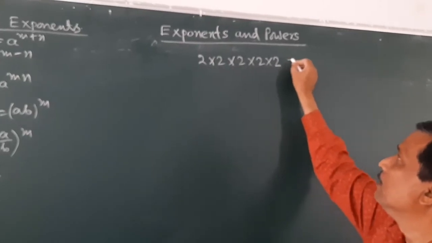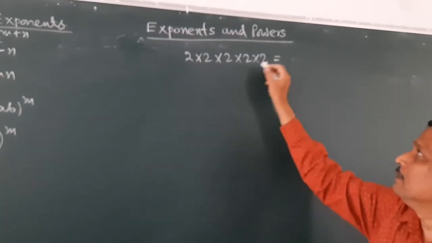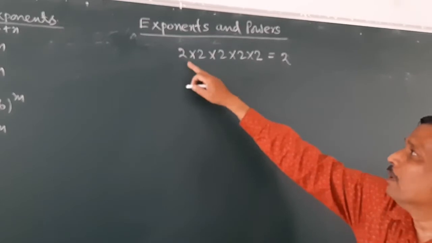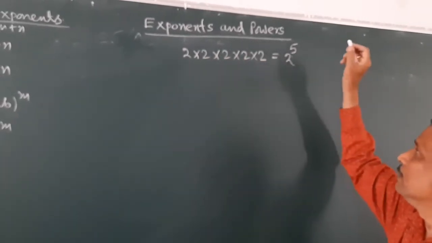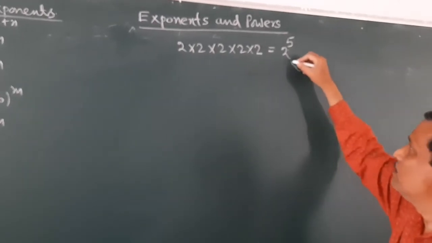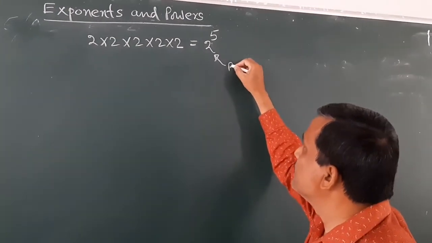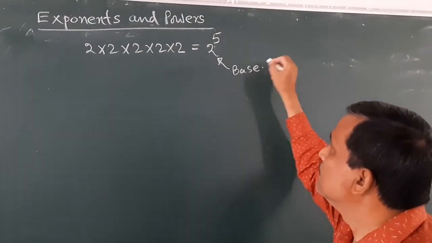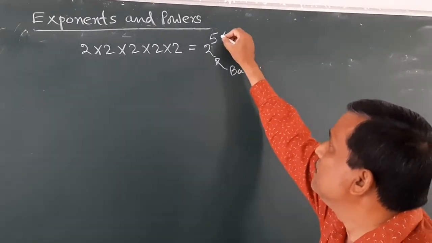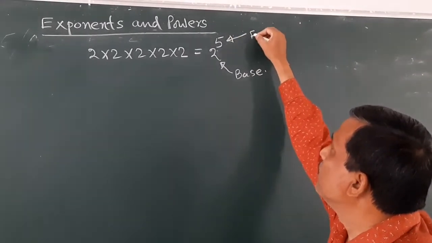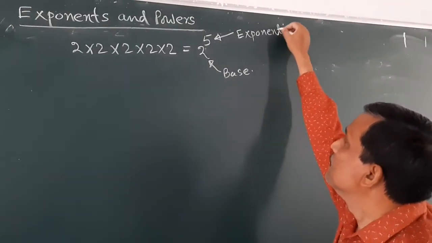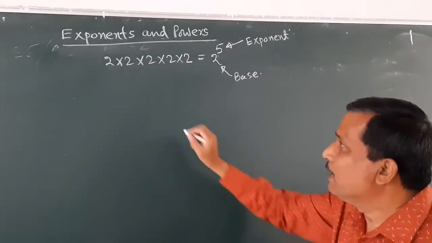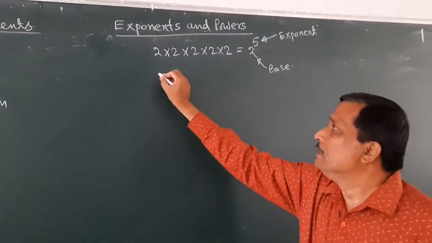We will start today about the exponents and powers. Well, suppose you are writing 2 × 2 × 2 × 2 × 2, then this can be written as 2 to the power 1, 2, 3, 4, 5, so 2 to the power 5. So here this 2 is known as base, and this is the exponent.